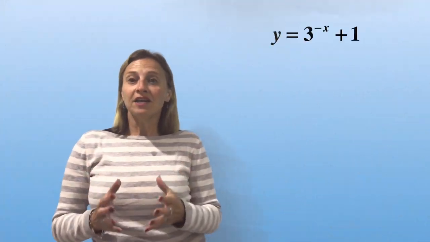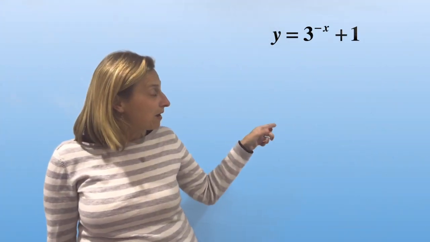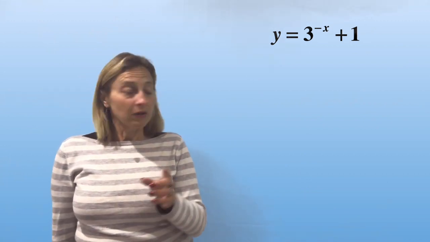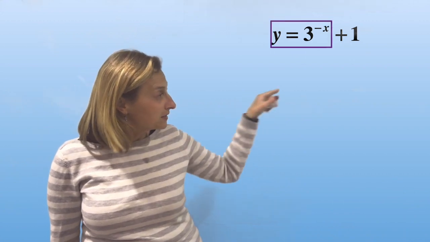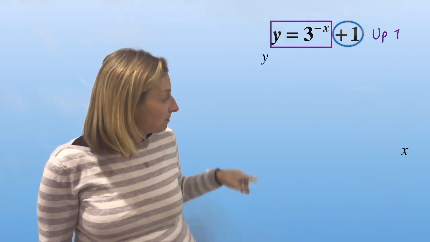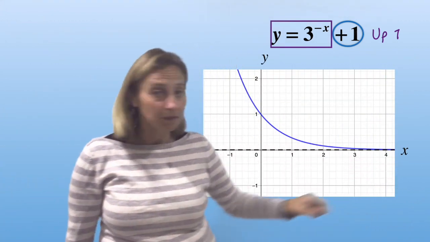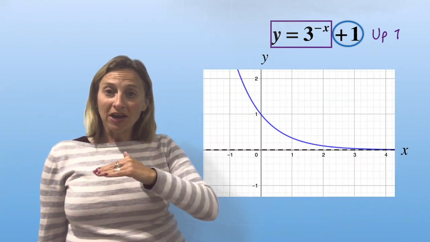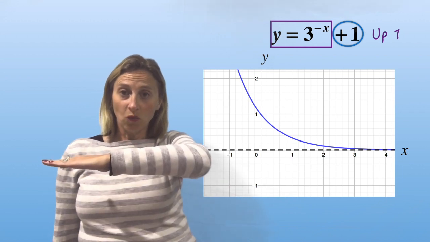Let's say we have a negative power. y equals 3 to the power of minus x plus 1. So what's the first thing that we need to draw? We need to draw y equals 3 to the power of minus x. And that's our basic shape. 3 to the power of minus x looks like that. Now, don't forget you have an asymptote at y equals 0.